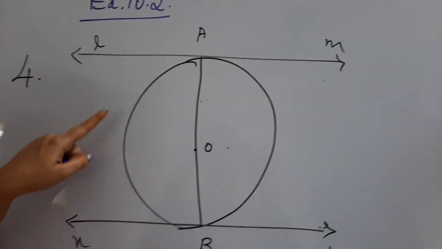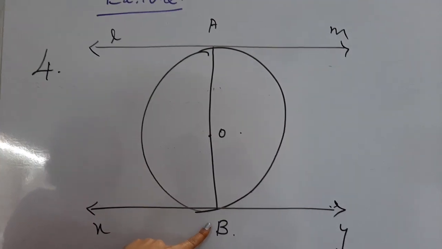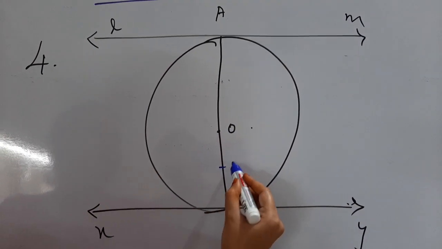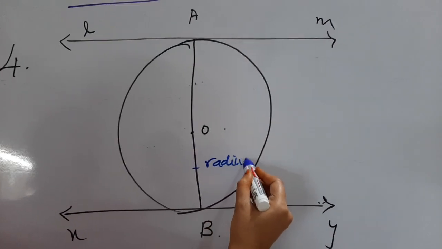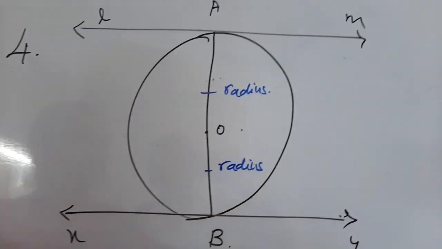So here is your circle with center O. Can you tell me what A and B are? A and B are the ends of the diameter. Then what is OB? OB is a radius. What about OA then? That is also a radius.